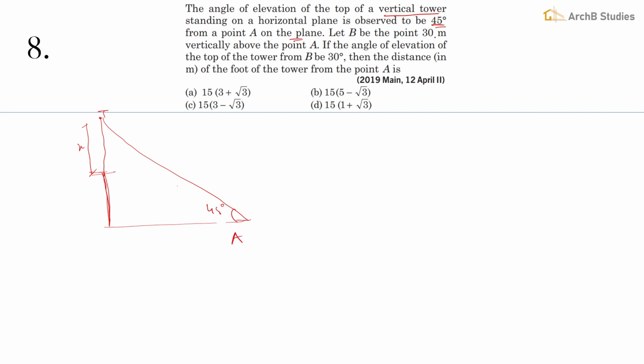Let B be the point 30 meter vertically above the point A. So B is here, 30 meter above. If the angle of elevation of the top of the tower from B is 30 degree, so from here it is 30 degree.